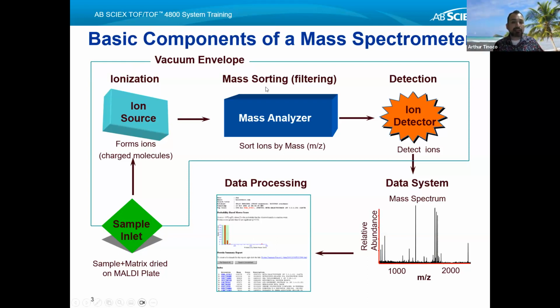There's going to be a mass sorting that occurs, essentially involving your ions flying through a tube, being filtered based on their mass size, and then hitting a detector. What you're going to see is an output that looks like this, a mass spectrum, which is relative abundance versus the different species. You're going to see the different species in terms of mass by charge, and we represent it as m/z.